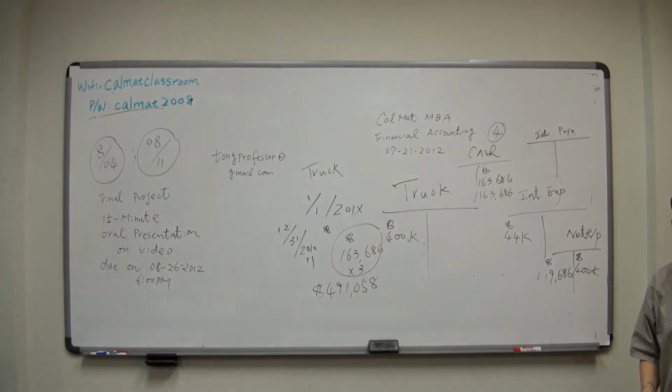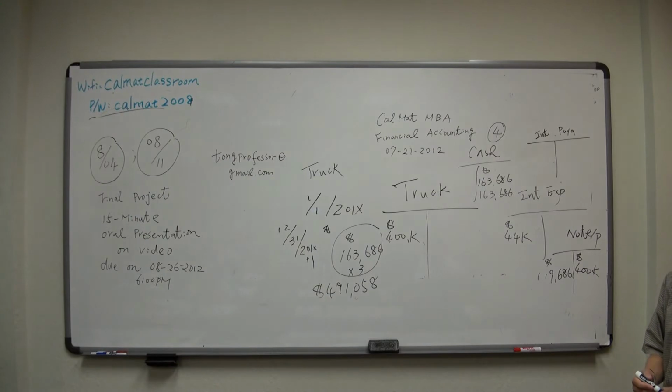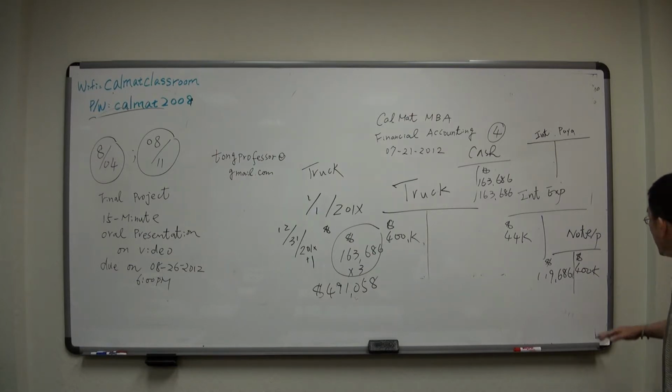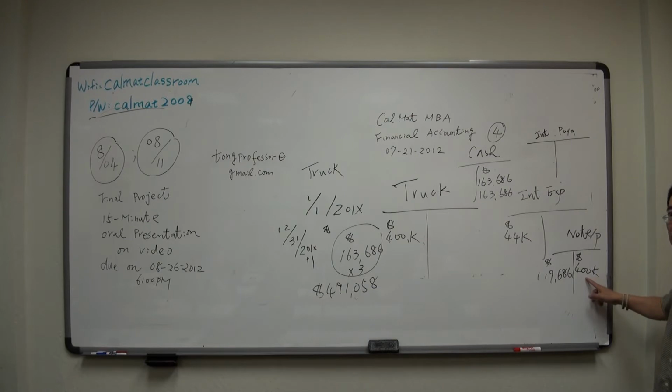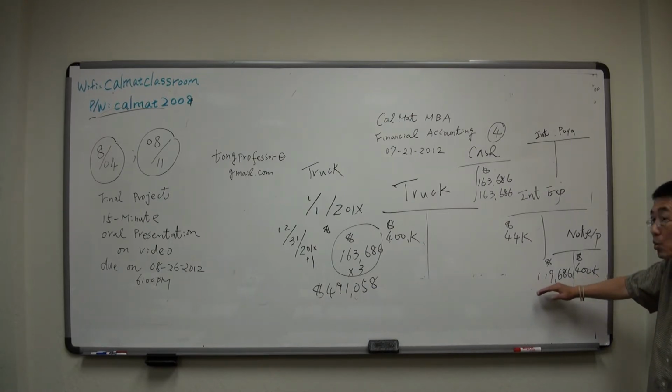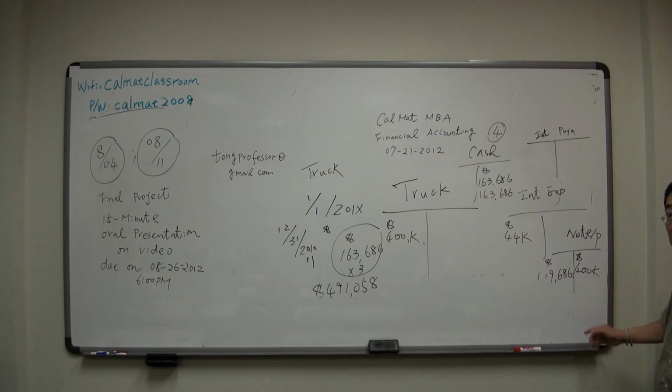We need to break it down again for the second year. So what is the interest expense for the second year? It's going to be based on the balance of the note. Because the balance every year is not 400,000 anymore, right? So for the second year, it is 400,000 minus 119,686. So what's the balance for the second year in the book? Can you read me the number?